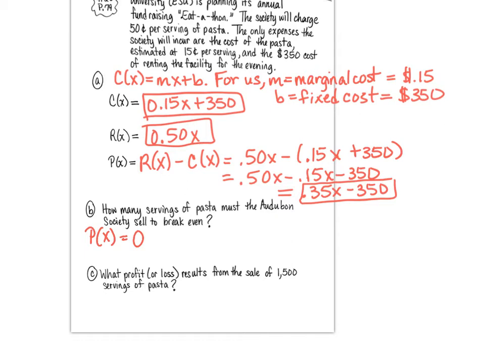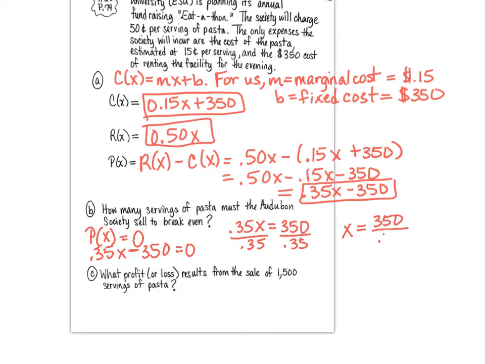Now, that means 0.35x minus 350 is equal to 0. Or in other words, 0.35x is equal to 350. Divide both sides of this equation by 0.35, and that gives us x is equal to 350 over 0.35, or in other words, we have 1,000 servings.